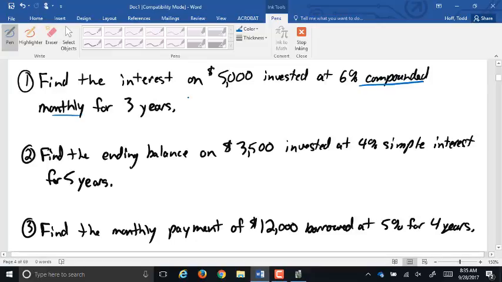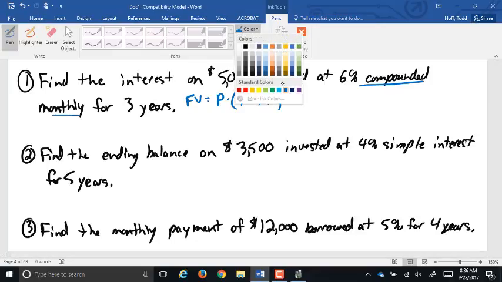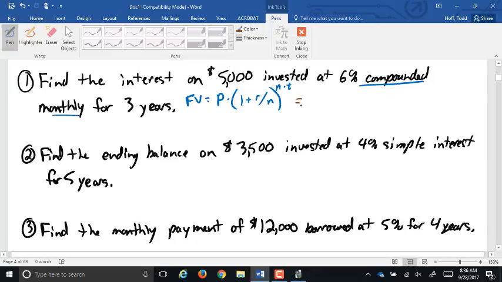So it's going to be that formula, the future value or the ending balance is equal to the principal times 1 plus the rate divided by n, the number of periods in a year, to the power of n times t, where t is your years. So what's your principal going to be? It's going to be the 5,000. Good.